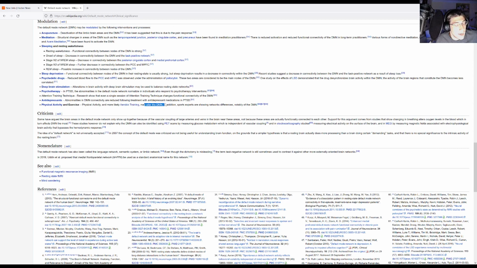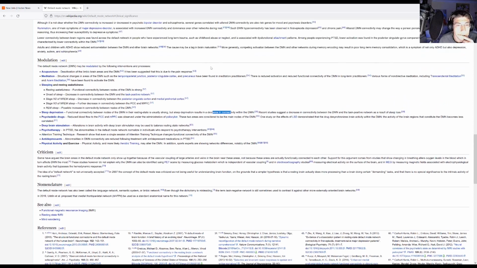So aerobic training may alter the default mode network. Sports experts are showing network differences, but in what way? I still don't get if you should be having it overactive or underactive. Like you should keep it as low. I mean, here it says that sleep loss decreases connectivity, so I guess you want high connectivity. But meditation reduces activity. I don't know, very interesting.